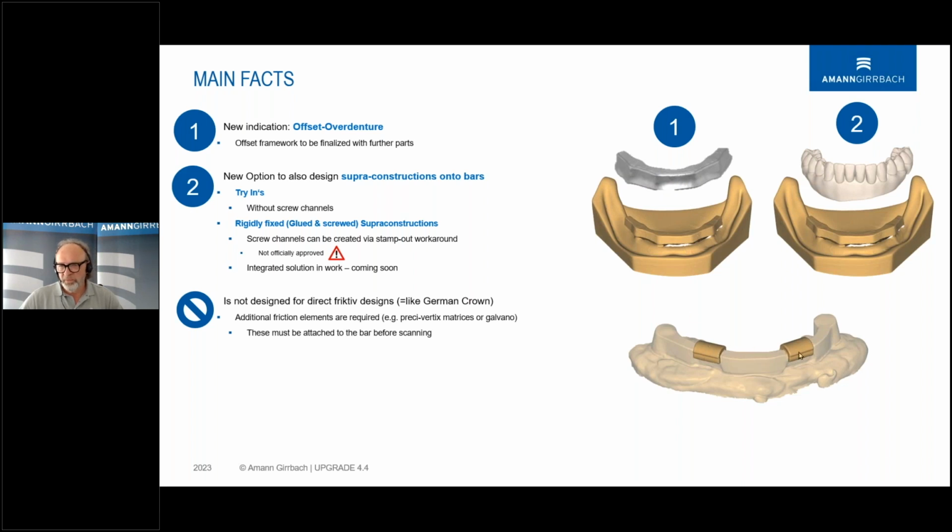Maybe you design with these elements here in Germany. This is called Prezi Vertex, and the Prezi Vertex is like a snap on some parts of the bar, which hold the overdenture and at least then the bar supported construction.